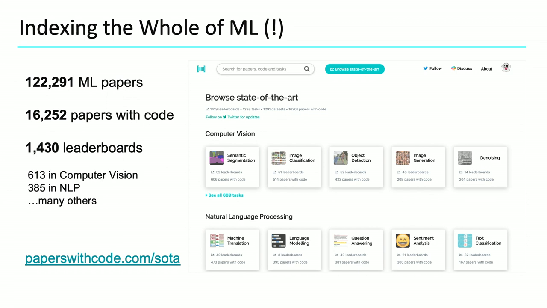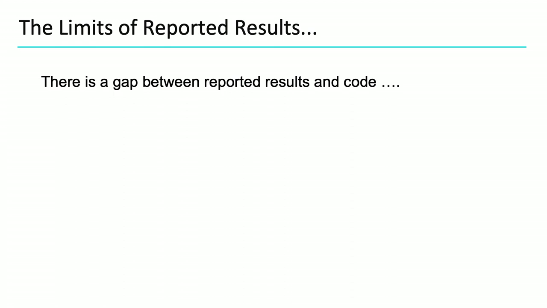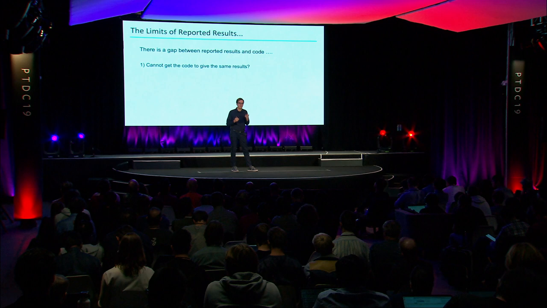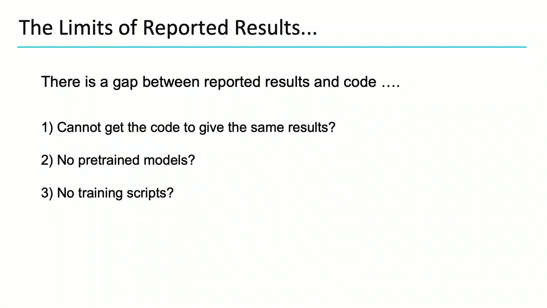So that is Papers with Code now, but that has its own limitations. It's nice to have all this information, but how many people here found some really cool paper, went to the code, but then found it doesn't run, doesn't reproduce the results? Or they found, okay, it runs, but there are no pre-trained models, so there's no way of verifying these results. Or there are pre-trained models, but there are absolutely no training scripts, so there's no way of applying it to a new dataset.